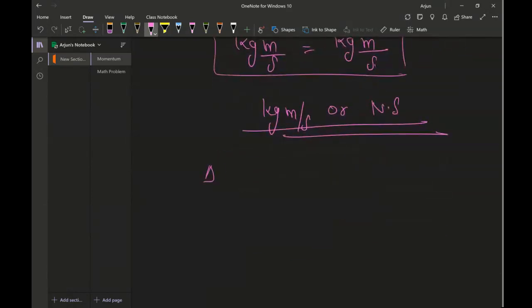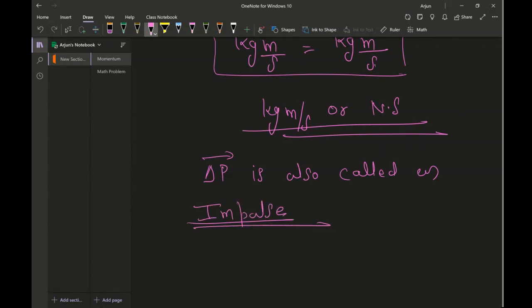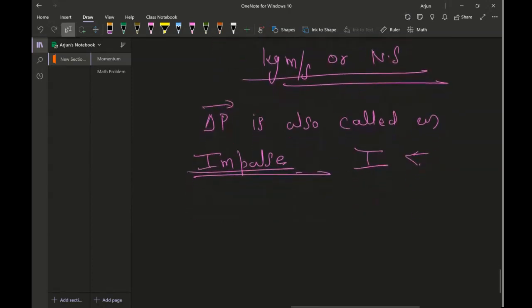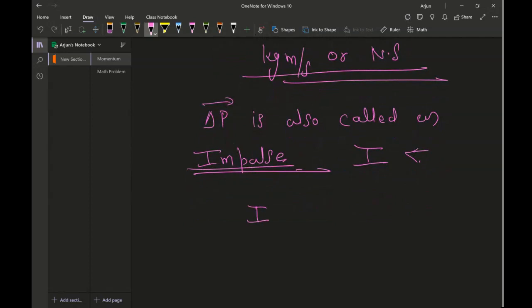And change in momentum is also called impulse, represented with the symbol I. So if you are asked a question on impulse, don't confuse yourself. It means one and the same thing, which is change in momentum.